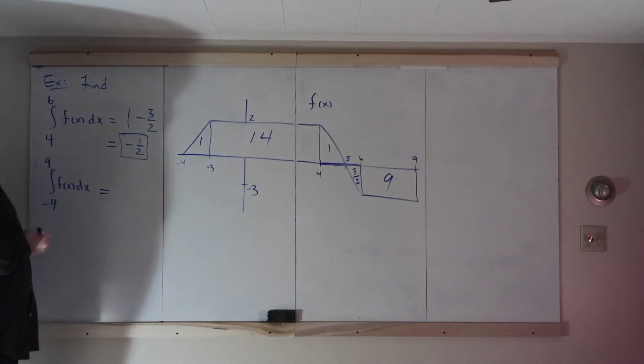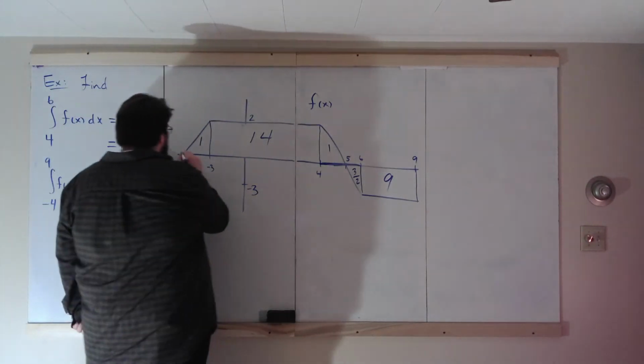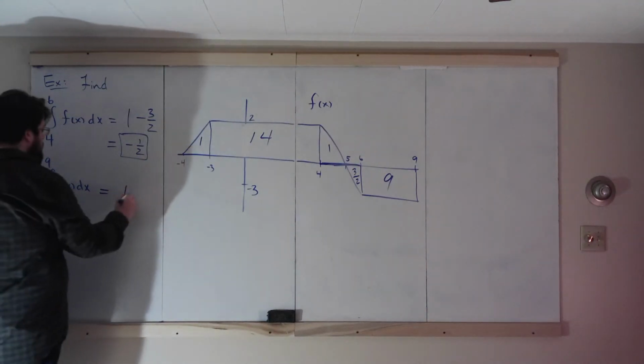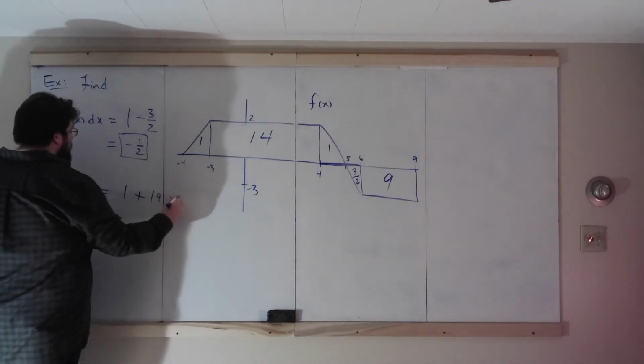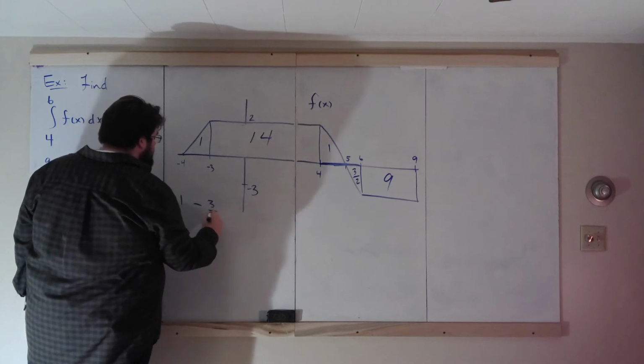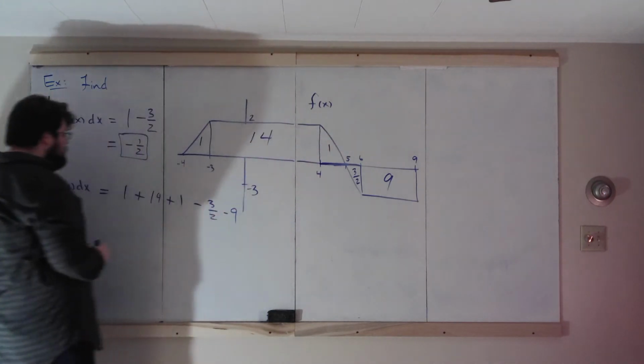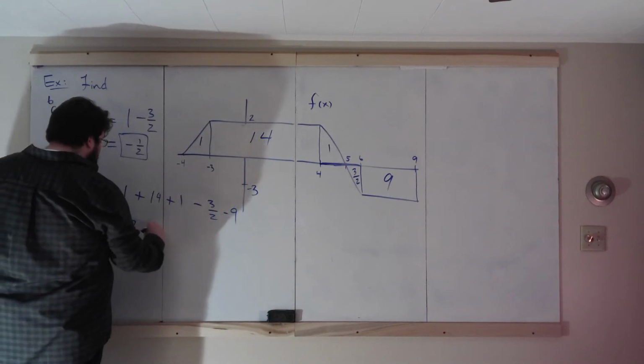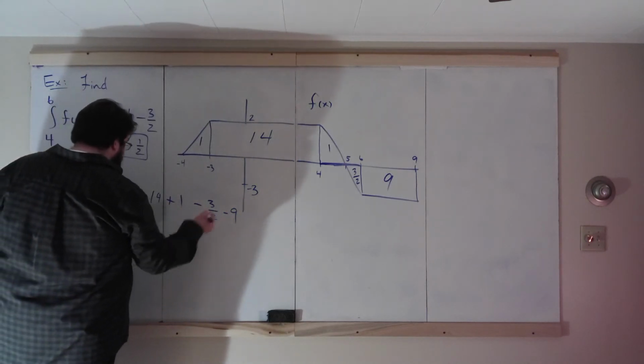And how about this last one, from negative 4 to 9? Well, that's the entire thing. So what's above the x-axis is positive. What's below the x-axis is negative. So now I have to add all these numbers. So what is it? 16 minus 9 minus 3 halves. So what, 5 1/2?